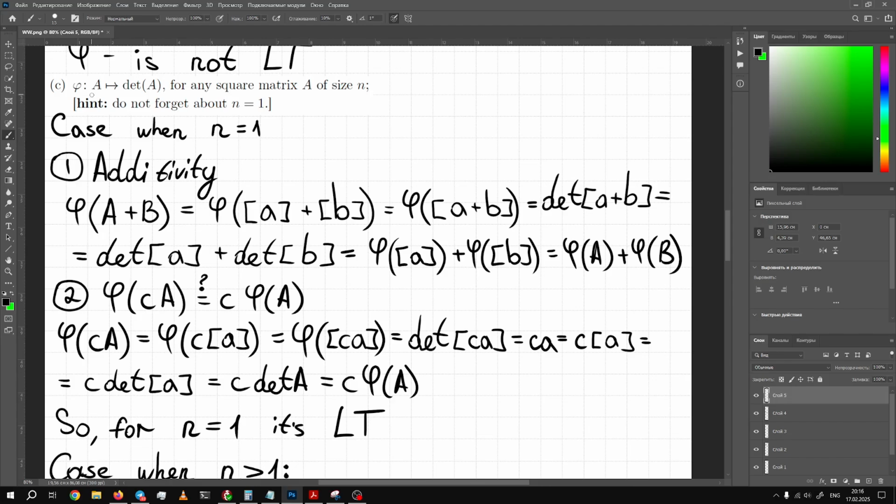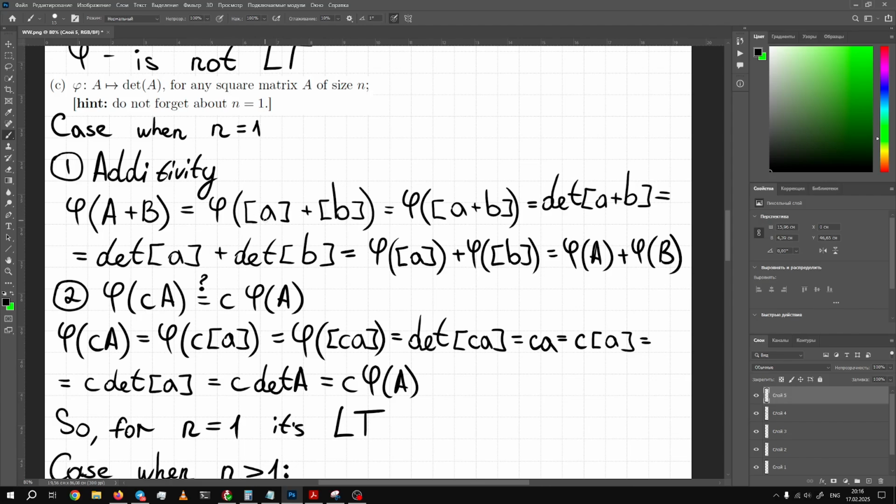So number C, we need to check the determinant. Is it a linear transformation for any square matrix A of size n? First of all, let's check additivity. I wrote a really long expression. Phi of A plus B is two matrices, but we are considering the case when n is equal to 1, so phi of these two matrices is actually equal to a plus b.